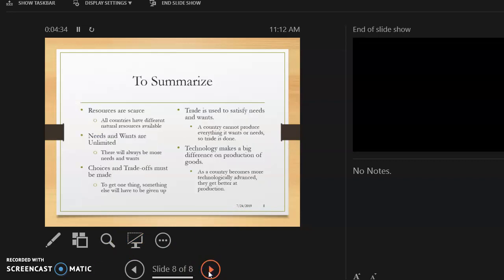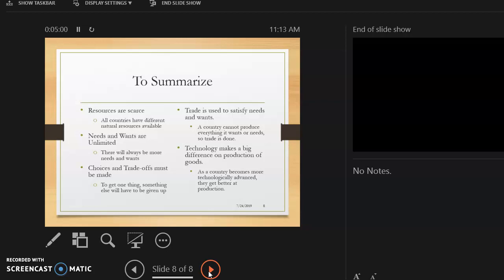Okay, so in summary, resources are scarce no matter what, and every country has different natural resources available, and they have to manage those scarce resources. Needs and wants are unlimited. There will always be more of these than we have available resources. So because of that, we have to make choices and trade-offs. To get one thing, we've got to give something else up.